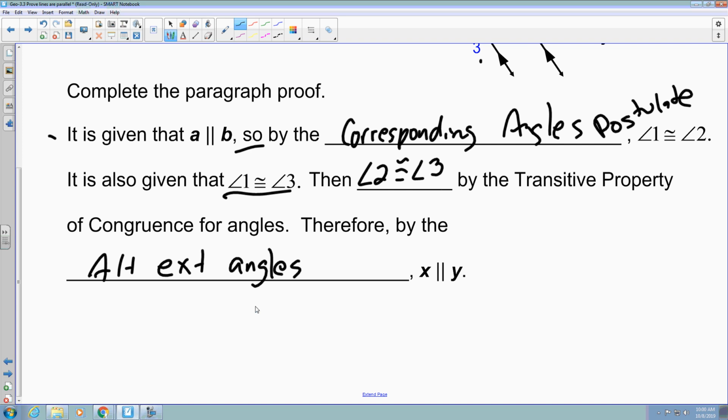Okay? And that is being able to prove lines are parallel. Hope this helps.